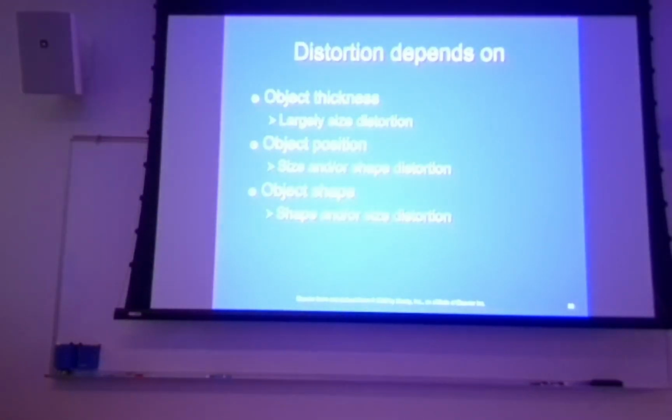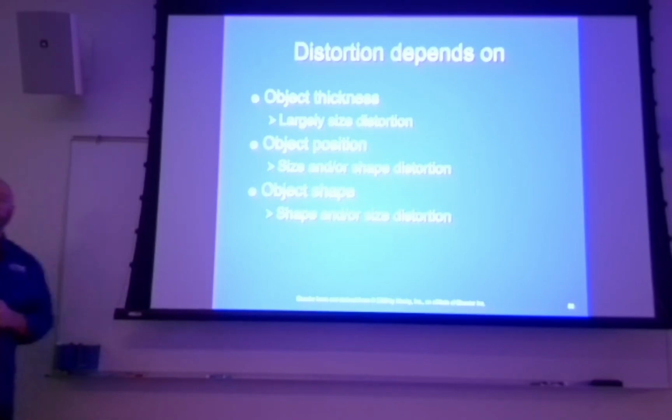So also we have some complicating factors as well. If we have thick anatomy, then we're going to have more distortion. We're always going to have shape and size distortion present, but if we have an angulation on the central ray, then we're going to have an increase in distortion, shape or size, either one. Object position will also affect it.